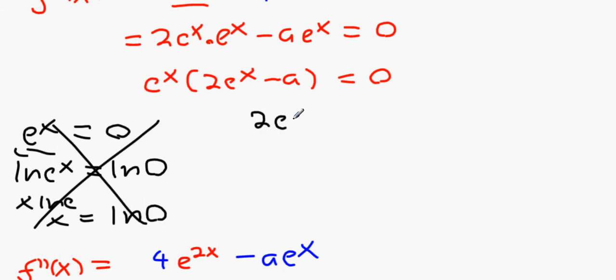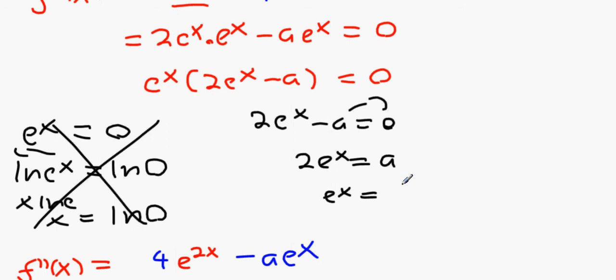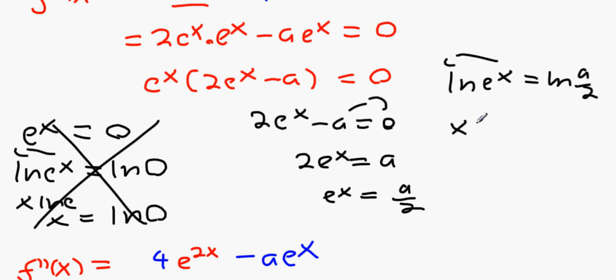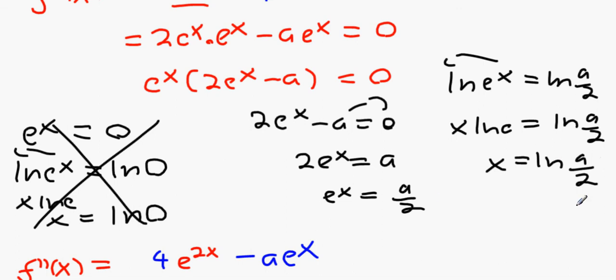Now we're going to get 2 e to the x minus a equals 0. Bring over the a. 2 e to the x equals a. E to the x equals a over 2. Ln both sides, we're going to get ln e to the x equals ln a over 2. Bring the x to the front. X ln e equals ln a over 2. Ln e is 1, so x equals ln a over 2.